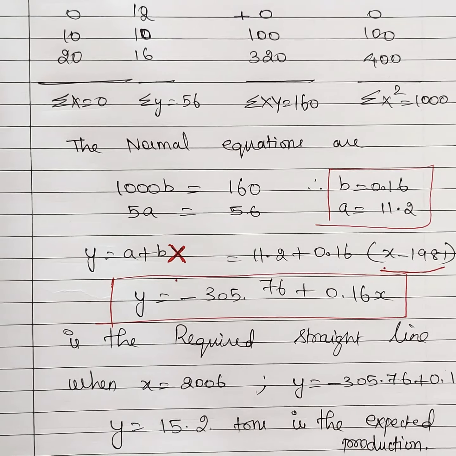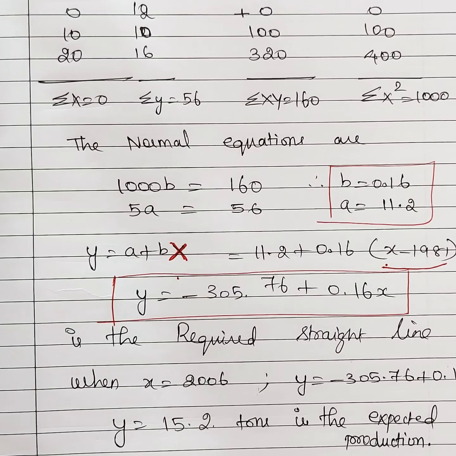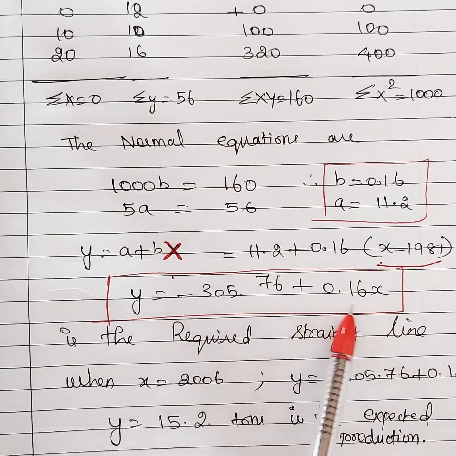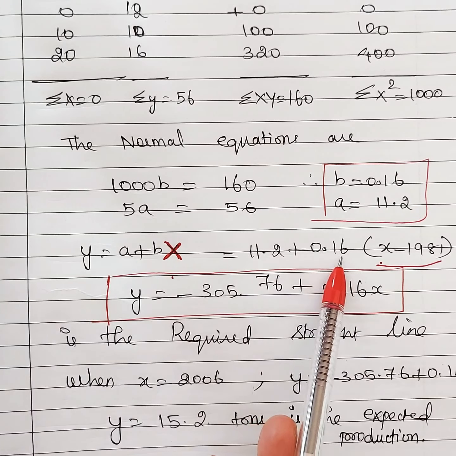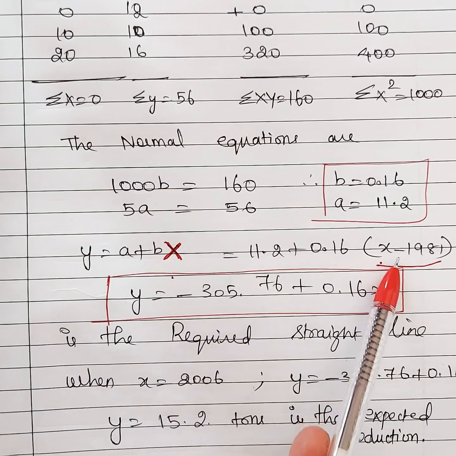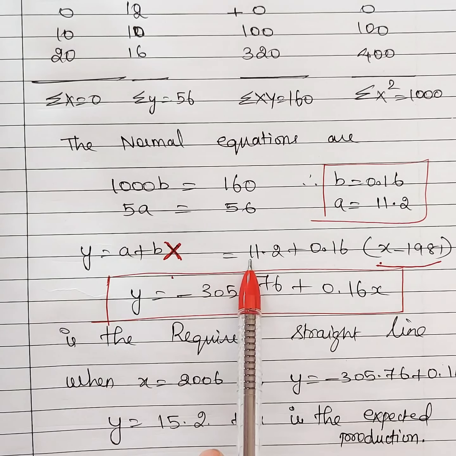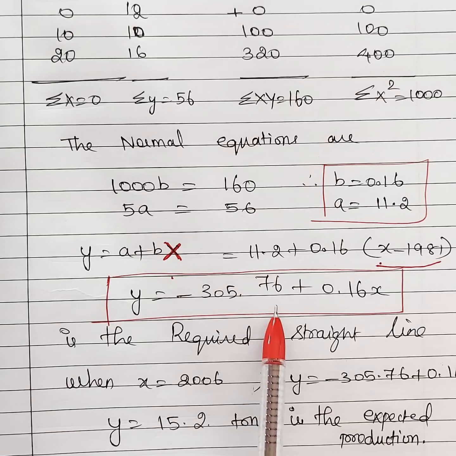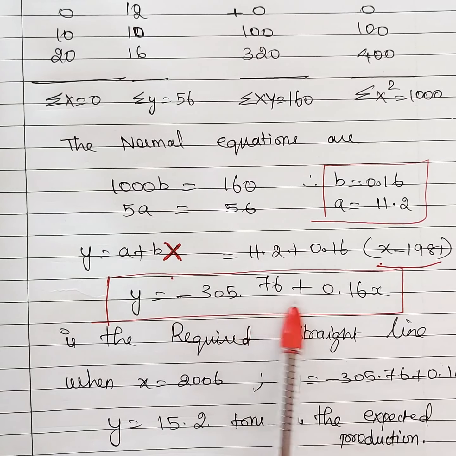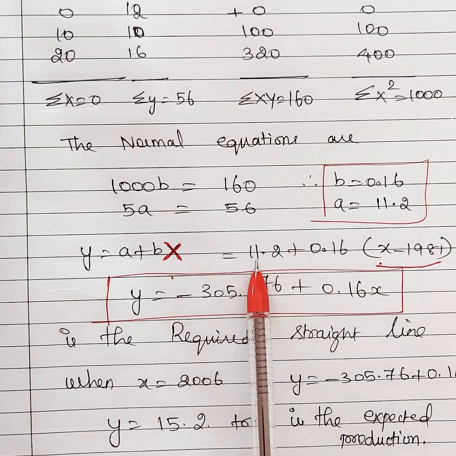X minus 1981. So I have replaced this. So multiply 0.16 into x. This we have written 0.16 into 1981. Negative sign is there. Then add that with 11.2. So you will get this answer, minus 305.76, because the bigger value is negative, smaller value is positive.